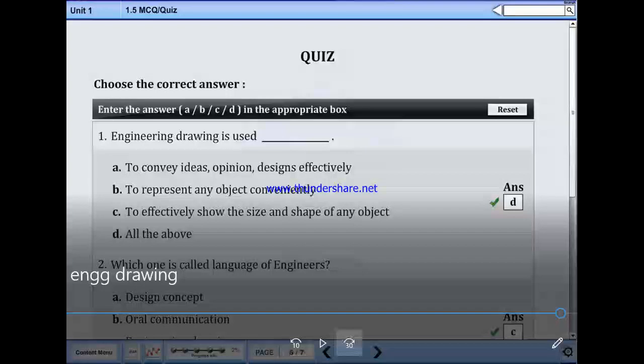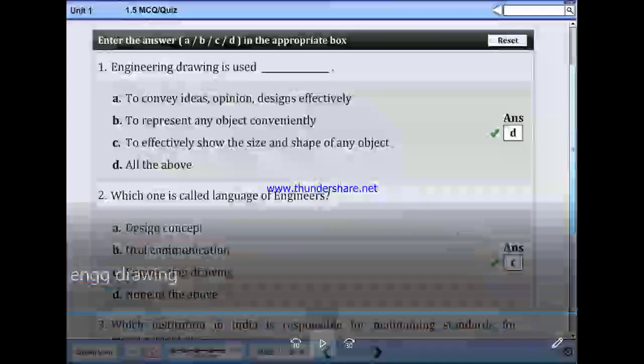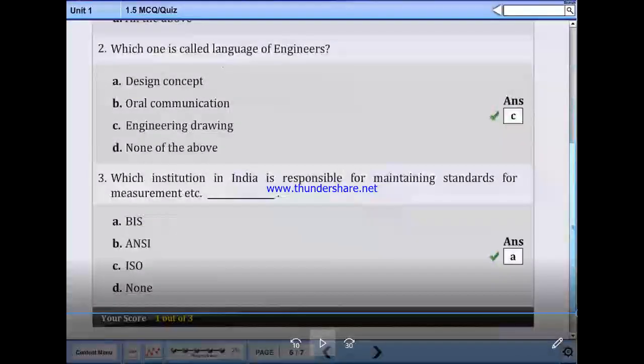And next, the second one: which language is called the language of engineers? Design concept, oral communication, engineering drawing, none of the above. Which one is called the language of engineers? Engineering drawing is the language of engineers.